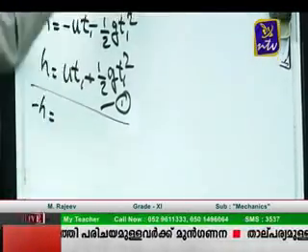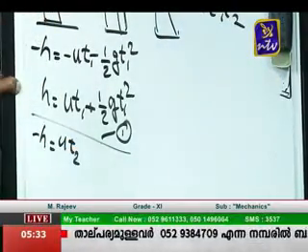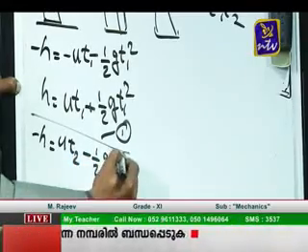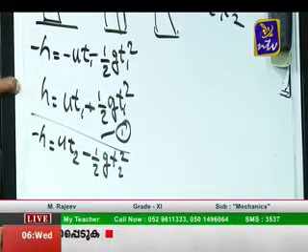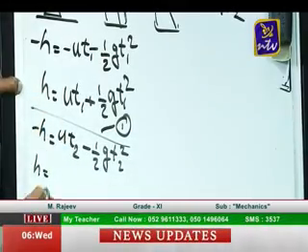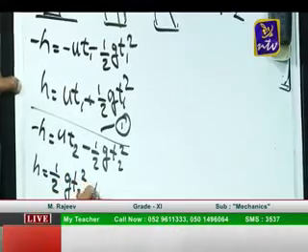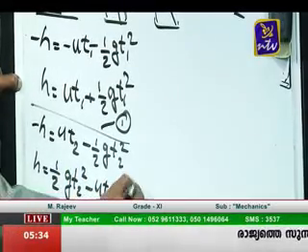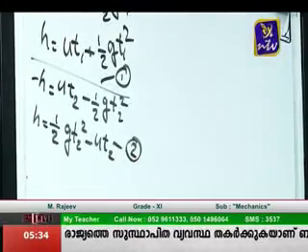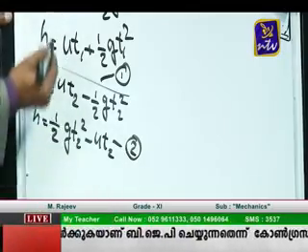u is upwards, time t2. Acceleration due to gravity is always negative, so minus half g t2 squared. Multiplying throughout with the negative, we can rewrite the equation as h is equal to half g t2 squared minus u t2. This is equation 2. So we got 2 equations. Correct? All of you have seen these 2 equations.